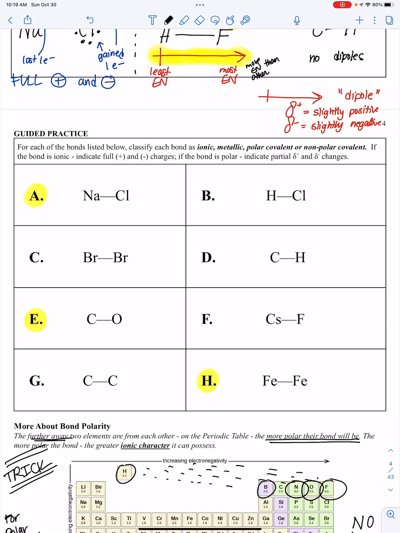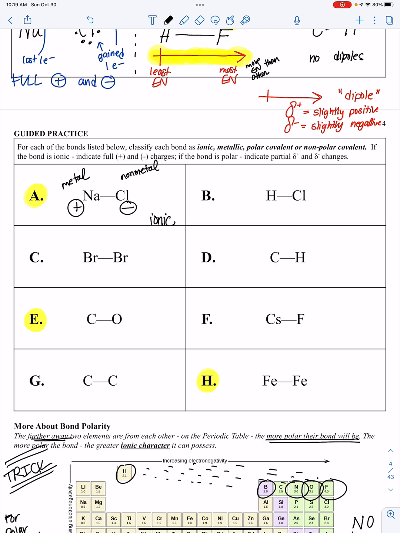All right, so A, this is metal and nonmetal. We already know that. Metals, hopefully you remember, are on the far left of the periodic table. Nonmetals are on the far right. This means Na is a metal. It's going to be a full positive and full negative. This is ionic. And so that's a little bit of me tugging on your prior knowledge, knowing that metals tend to form positive charge. Nonmetals tend to form negative charge.